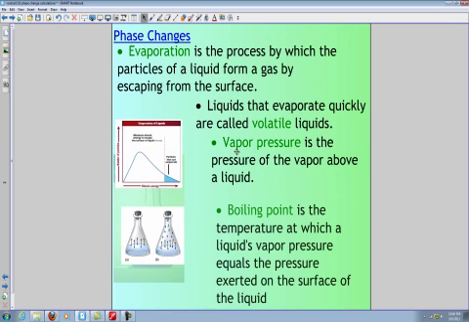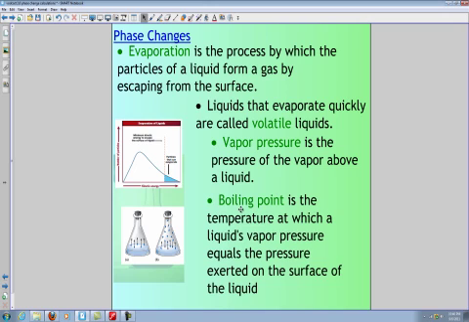And then all of this relates also to the boiling point. Boiling point is when the vapor pressure, the pressure of that gas above the liquid, equals the external pressure. If the pressure outside is 1 atmosphere, near sea level, then the boiling point of something like water is going to happen at 100 degrees, because at 100 degrees the vapor pressure of water is about 1 atmosphere, which is the same as the external pressure.